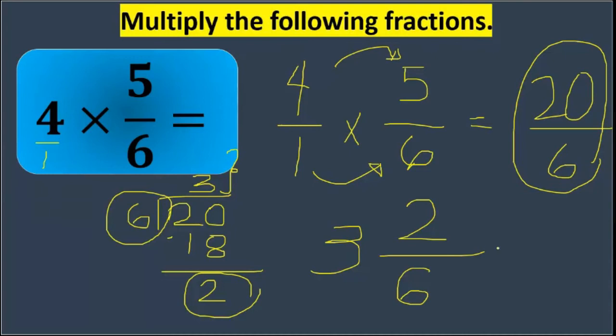Now, is that our final answer? No, very good, Nathan. We need to simplify first, because 2 and 6 are still divisible. So, divide both by 2. 2 divided by 2 is 1, and 6 divided by 2 is 3. And then copy the whole number. Okay, final answer. Thank you, Nathan. Good job. We have the answer of 3 and 1/3. Next.